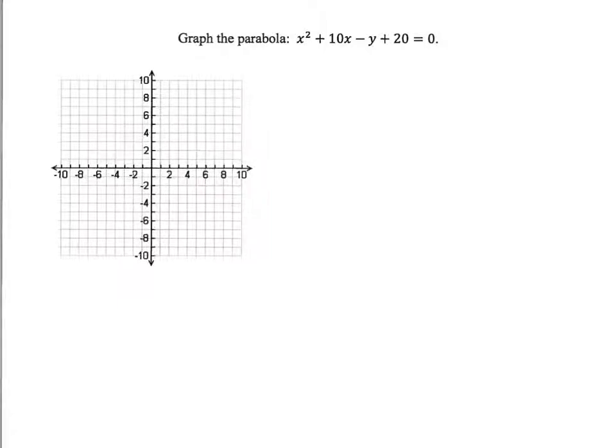Good morning, it's parabola time. Look at the directions. Graph the parabola. Well, this form's general form. We need to get it into vertex form or standard form when we talk about conics.